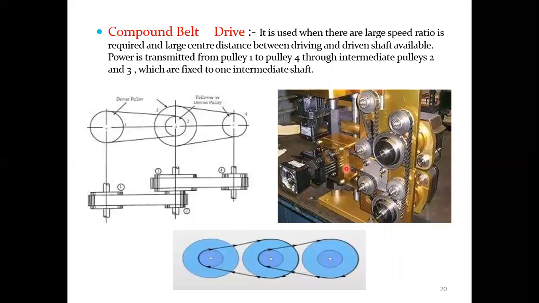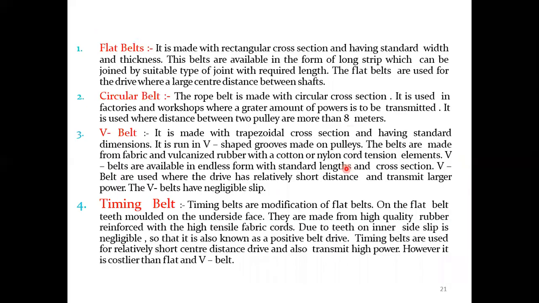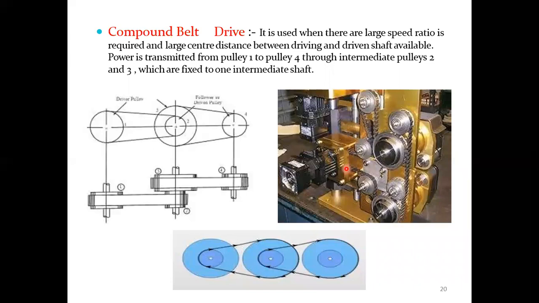So this is a compound belt drive. It is used when a large speed ratio is required and a large center distance between the driving and driven shafts. The power is transmitted from pulley 1 to pulley 4 through intermediate pulleys 2 and 3, which are fixed to one intermediate shaft. Okay, this is the example for compound belt drive.